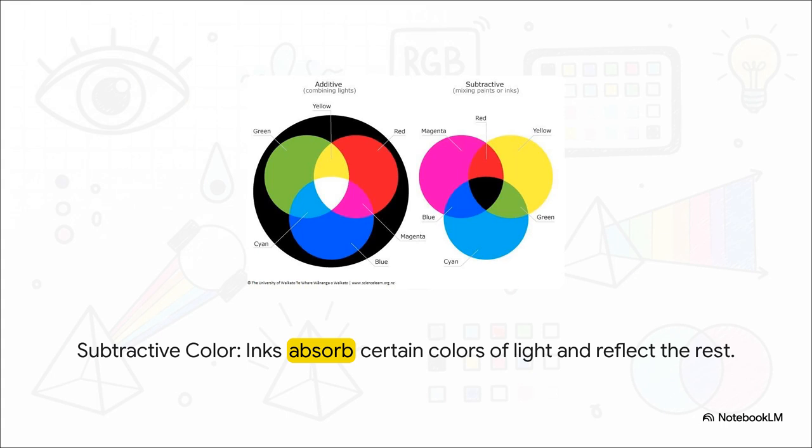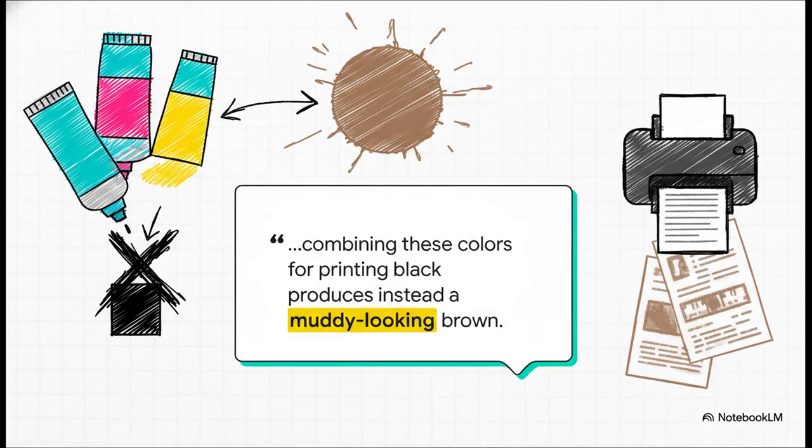So when white light from a lamp hits, say some cyan ink on the page, that ink soaks up the red light and reflects the green and blue light back to your eyes, which our brain sees as cyan. And in theory, if you mix all 3 of those inks together, they should absorb all the light and give you black. Yeah, but in the real world, it doesn't quite work out that way.